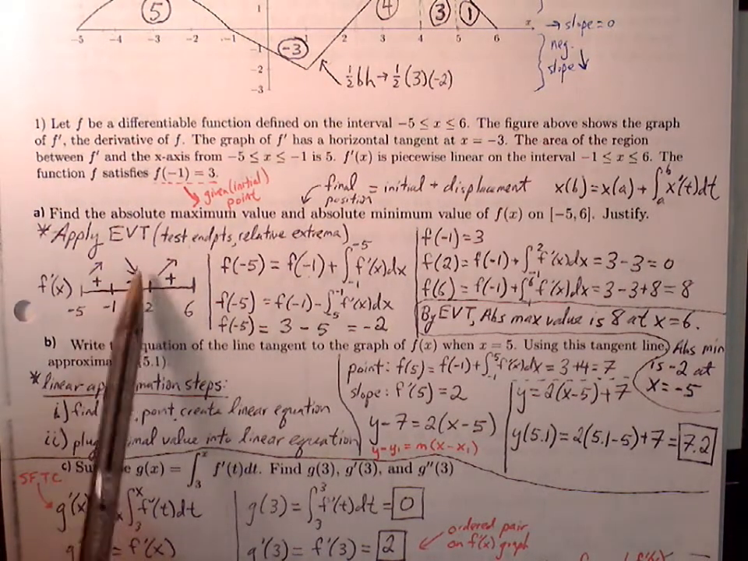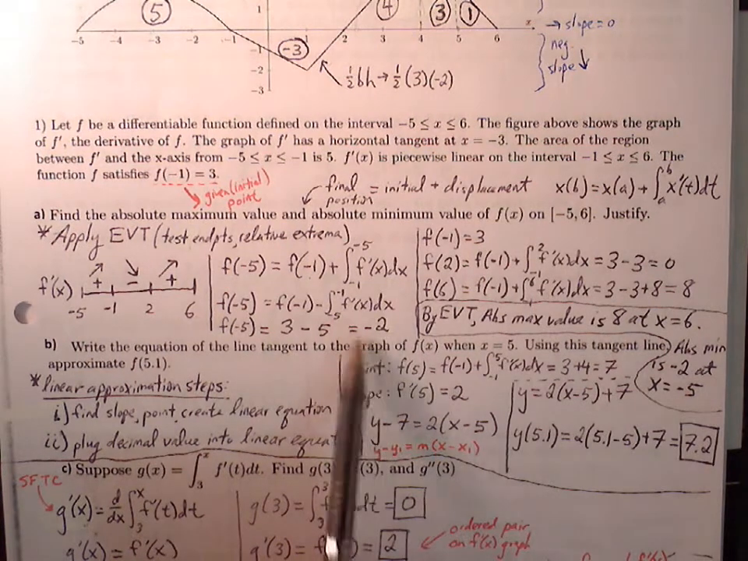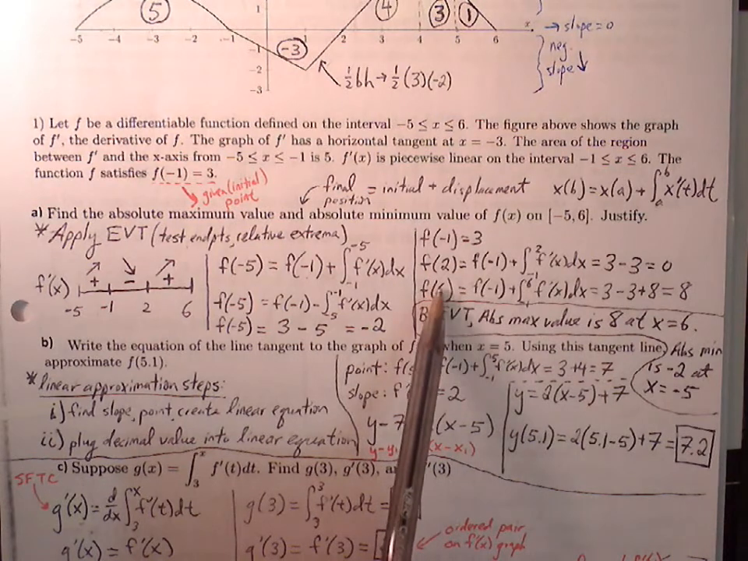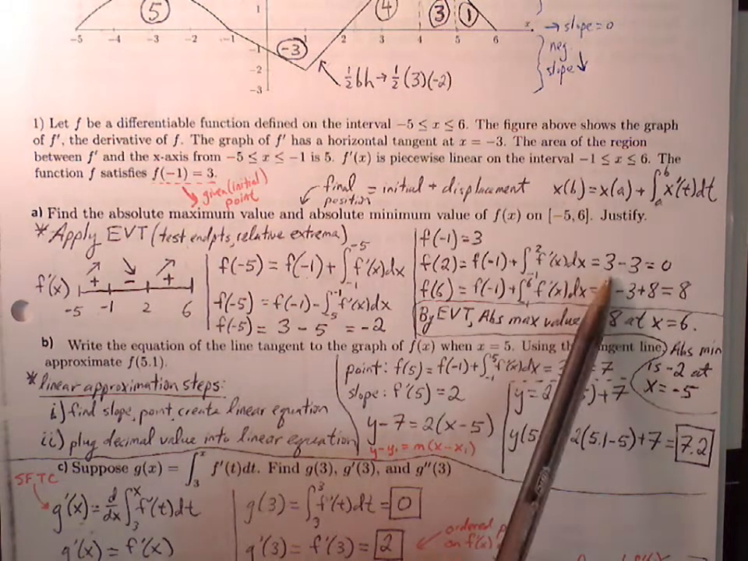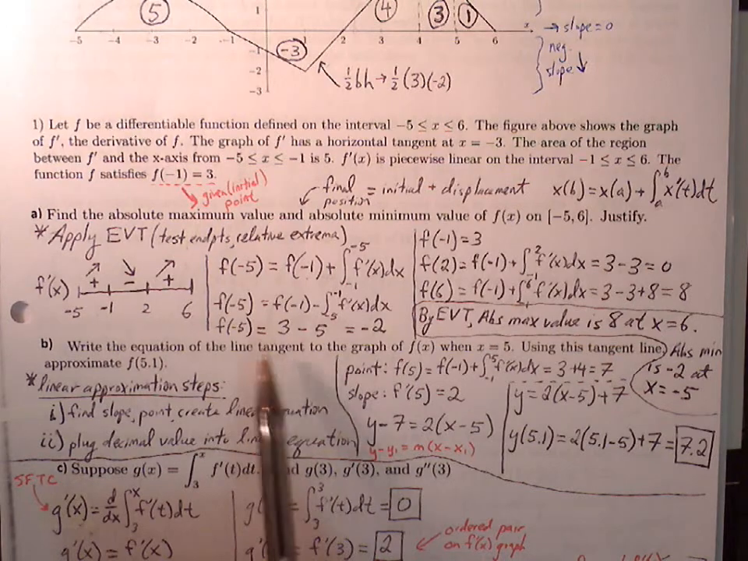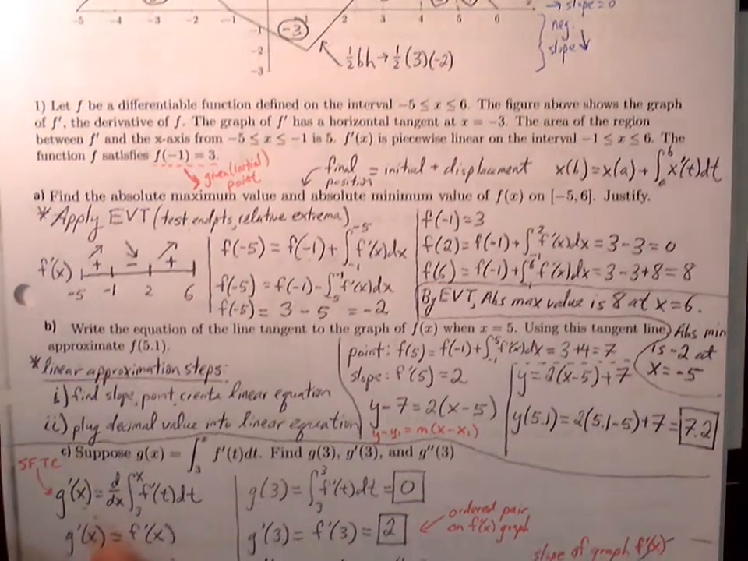our absolute max value must be the highest y value that we see, which is 8, and this happens to be located at x equals 6. And the absolute minimum value, the lowest y value that we see, is negative 2. So the absolute minimum value is negative 2, and the location happens to be at x equals negative 5.